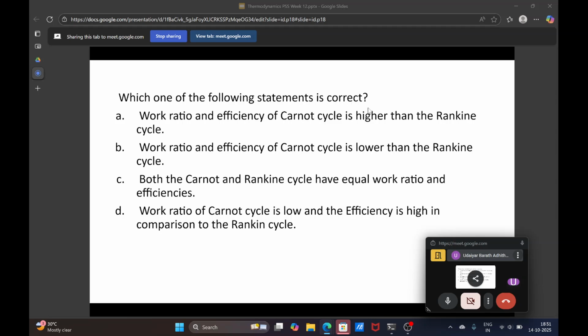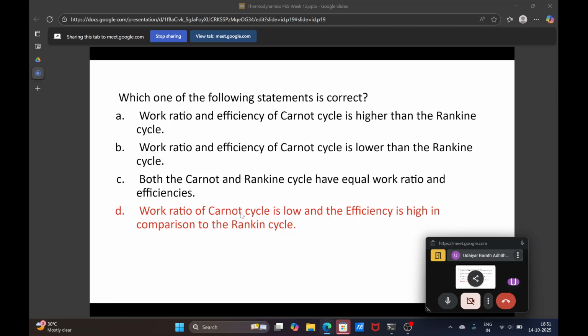Which one of the following statements is correct? Work ratio and efficiency of Carnot cycle is higher than the Rankine cycle. Work ratio and efficiency of Carnot cycle is lower than the Rankine cycle. Both the Carnot and Rankine cycle have equal work ratio and efficiency. Work ratio of Carnot cycle is low and the efficiency is high in comparison to the Rankine cycle. The answer is option D.